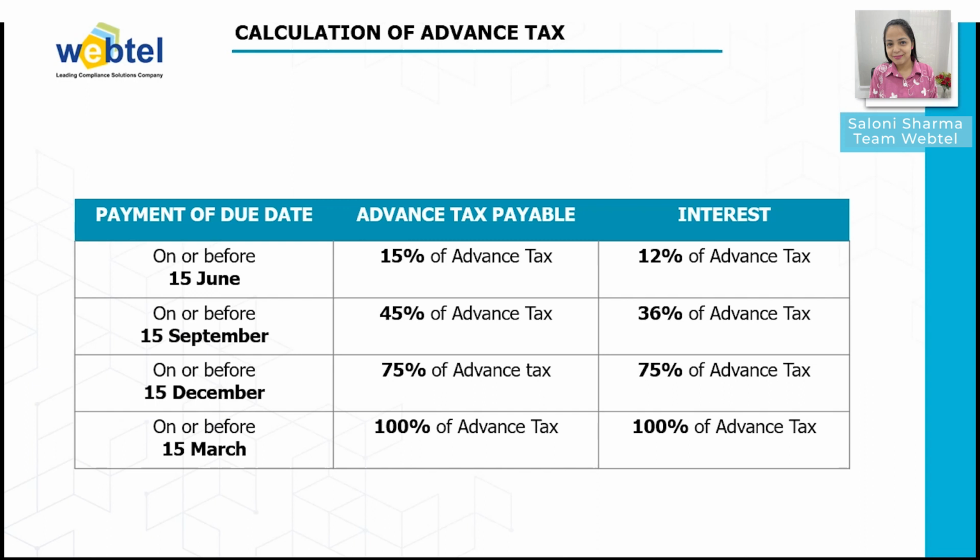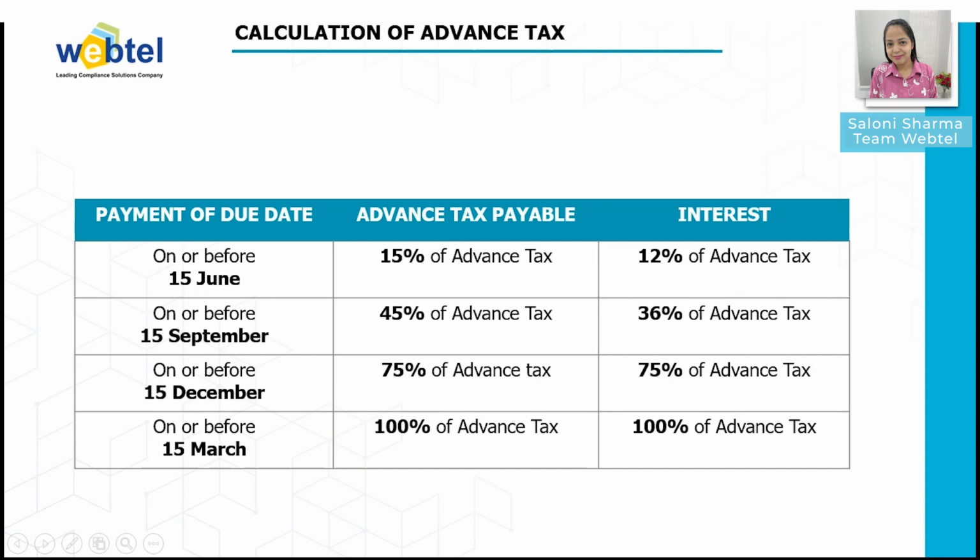So this is the calculation of the advance taxes, and the due dates of the payments of advance taxes would be: you need to pay the first installment on or before 15th of June. The second installment you need to pay on or before 15th September. The third installment you need to pay on or before 15th of December, and the last one you need to pay on or before 15th of March.